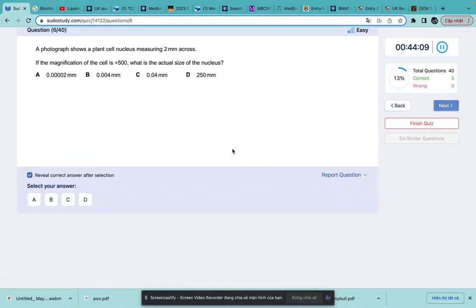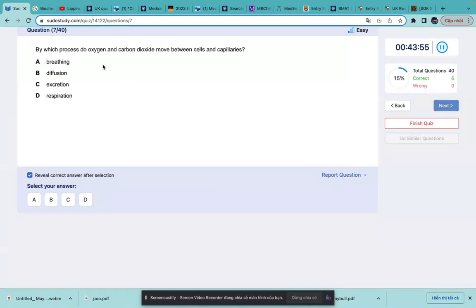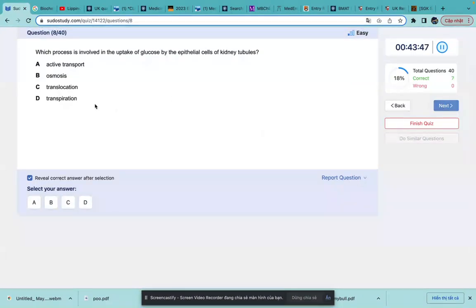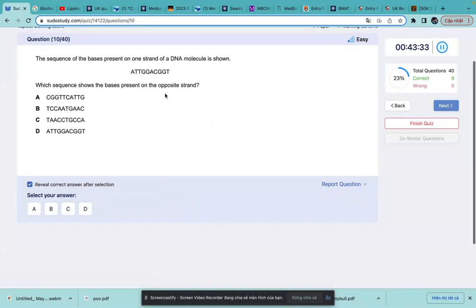Actual size equals magnification, 500. Capillaries: it's diffusion from a high concentration to a low concentration. Uptake of glucose, it's active transport because it's ions. Nitrogen is found in proteins but not in carbohydrates. A pairs with T, G pairs with C.